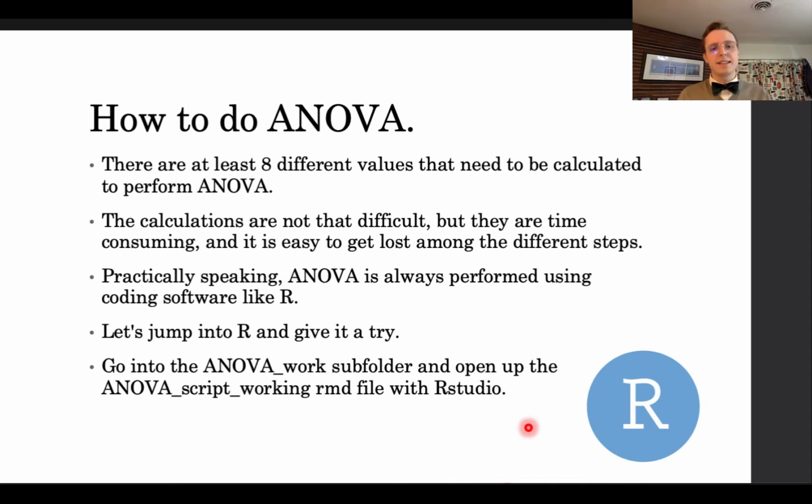Now, in practice, doing ANOVA manually is a truly painful experience. There are at least 8 different values you need to calculate. It takes forever, and it's basically never done. Everyone just does ANOVA in R, or some other kind of coding language. So we are just going to jump straight into R now and give ANOVA a try. So all of you should be going into your Stats Workshop folders, going into ANOVA work, and opening up the ANOVA script working RMD file. I'll see all of you in R.